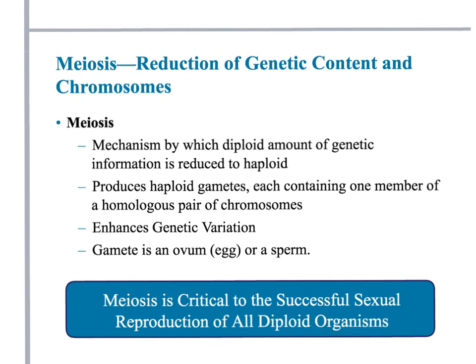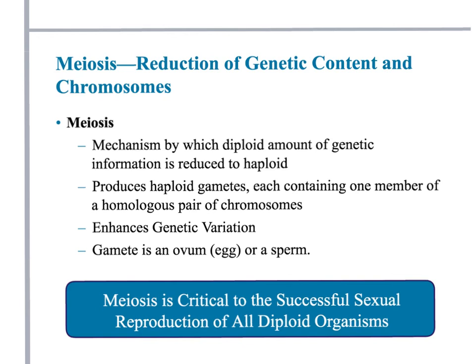So we finished up mitosis, and now here we are in meiosis. Meiosis is the reduction of genetic content and chromosomes. It's a mechanism by which the diploid amount of genetic information gets reduced into the haploid amount. So you go from 46 to 23 individual chromosomes, not pairs. So it produces haploid gametes, each containing one member of a homologous pair of chromosomes.